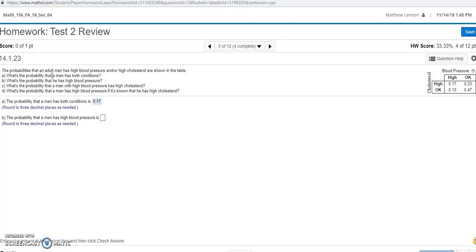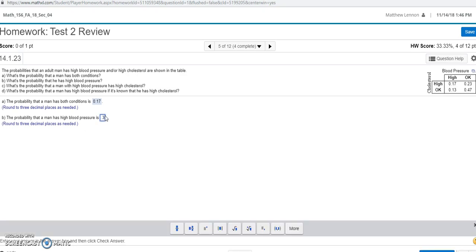All right. What is the probability of high blood pressure? Well, there's 2 possibilities for high blood pressure. He could have high blood pressure and high cholesterol, 0.17, or he could have high blood pressure and okay cholesterol, 0.13. So if you add the 2 of those together, 0.17 plus 0.13, you get 0.3, which would be the total answer here.